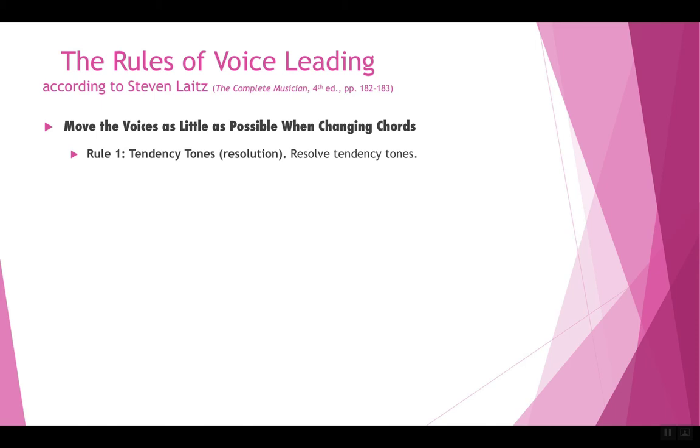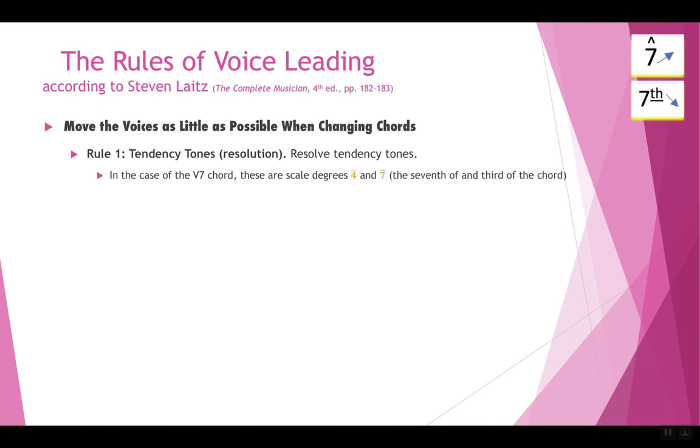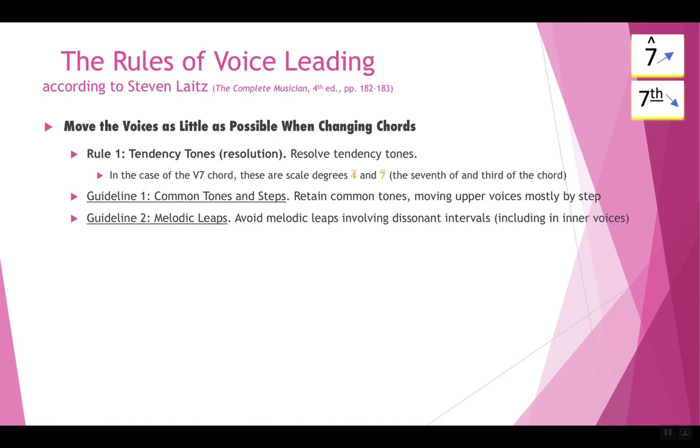Tendency tones resolution: resolve your tendency tones. We saw that earlier, all over the place. Scale degree 7 wants to go up, the 7th wants to go down. In the case of the V7 chord, these are scale degrees 4 and 7, the 7th and 3rd of the chord. Guideline 1, common tones and steps. Retain common tones, moving upper voices mostly by step.